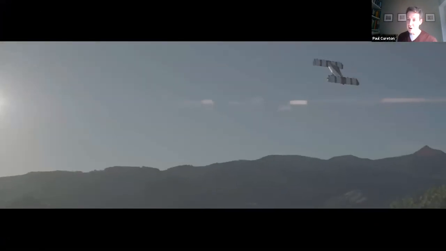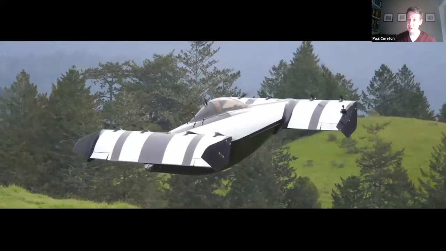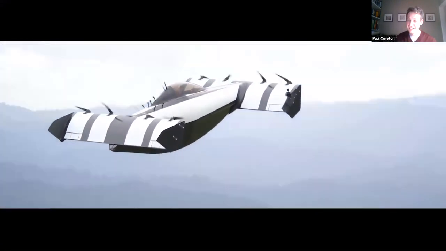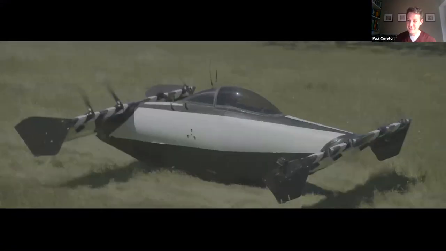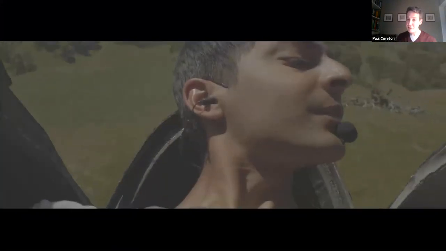For the price of an SUV, an expensive one, and without a driving license or pilot's license, you can have one of these. This is the Black Fly. It lands on water.